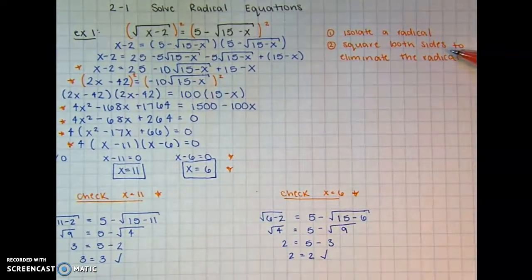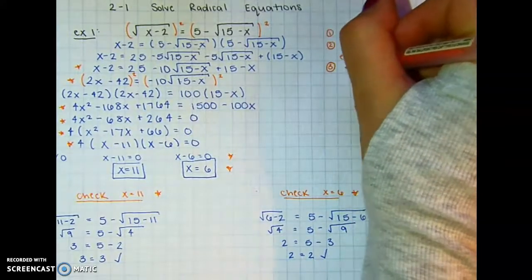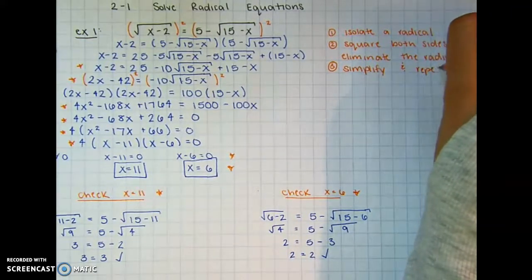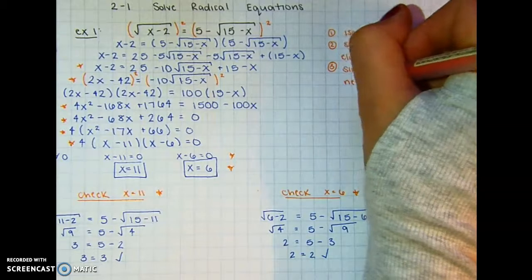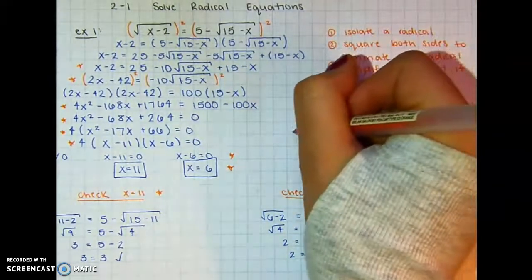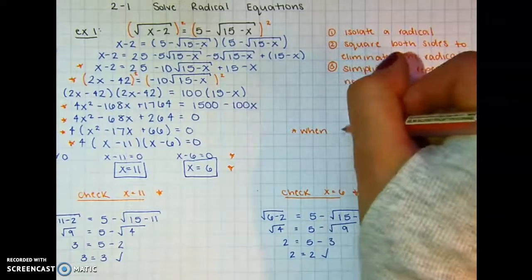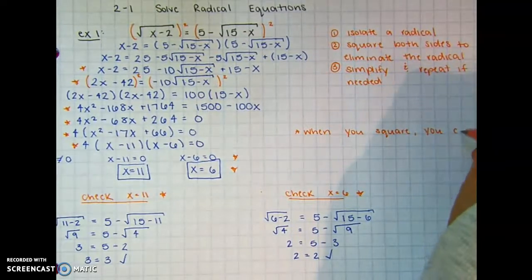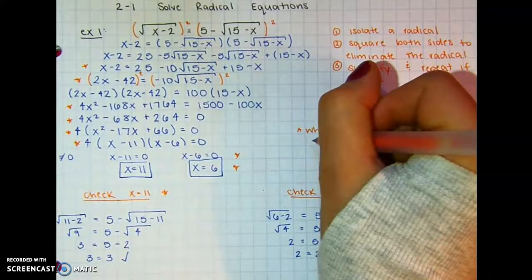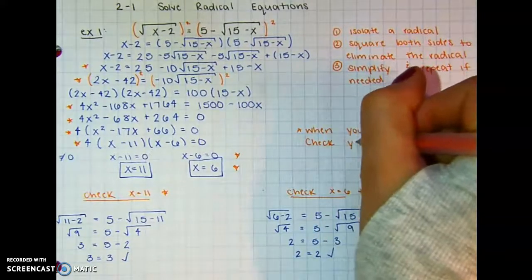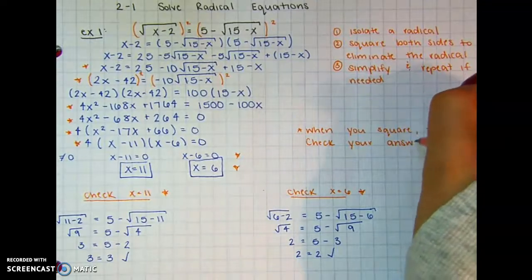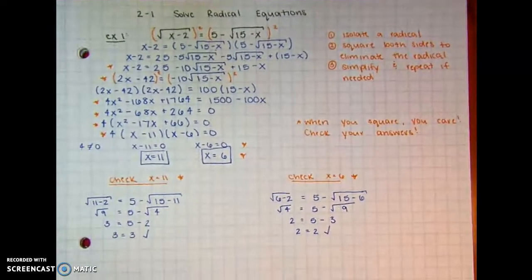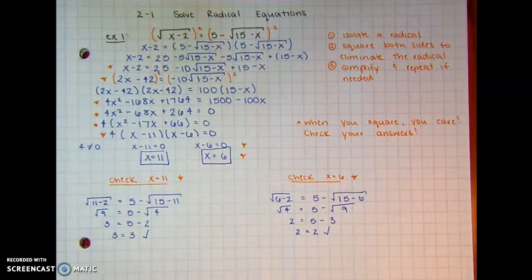Okay, so isolate the radical, square both sides, simplify, and repeat if necessary. Alright, so this is one of the more challenging problems, but because it's pre-calc and not algebra 2, it's very likely that you could see this on an assessment.